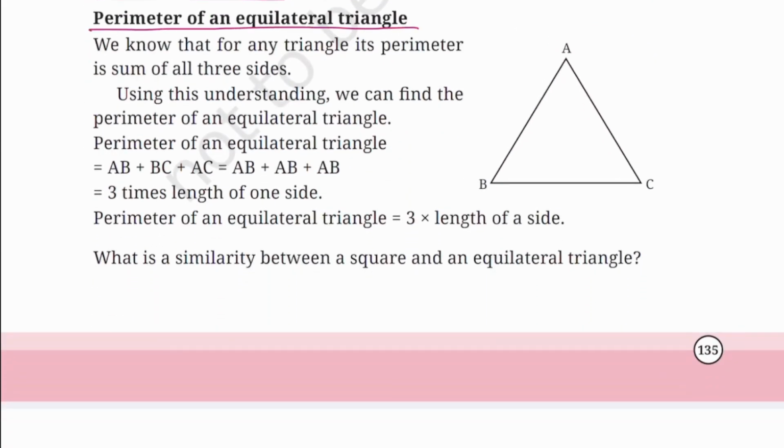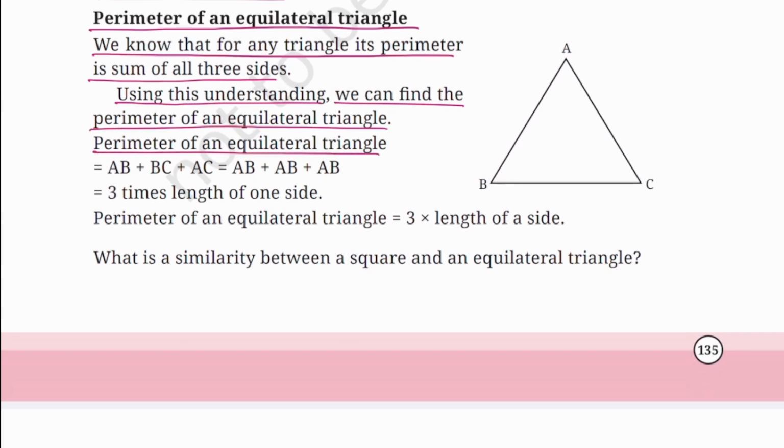Perimeter of an equilateral triangle. We know that for any triangle, its perimeter is the sum of all 3 sides. Using this understanding, we can find the perimeter of an equilateral triangle. Perimeter of an equilateral triangle is equal to AB plus BC plus AC. Since all sides are equal, you can write this as AB plus AB plus AB, or 3 times the length of one side. Perimeter of an equilateral triangle is equal to 3 into length of a side.